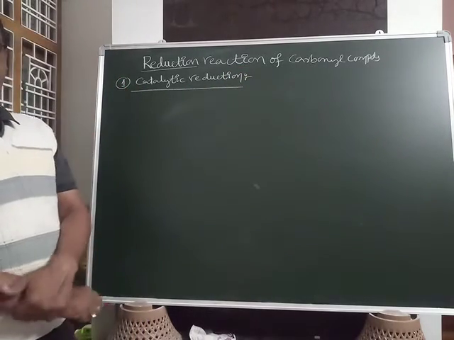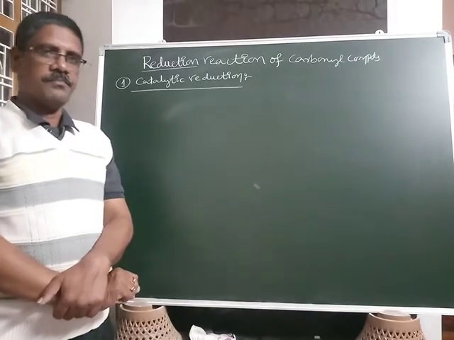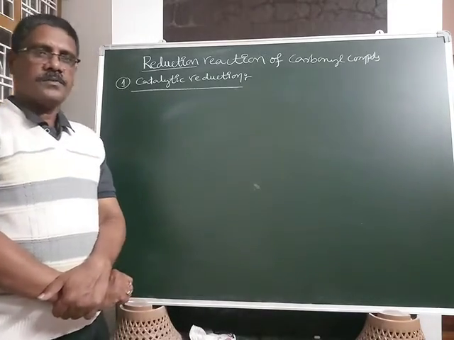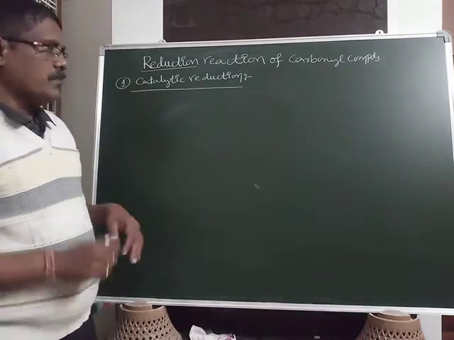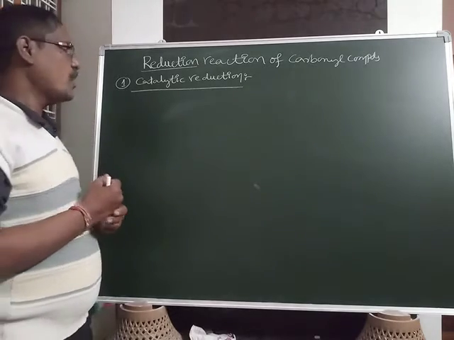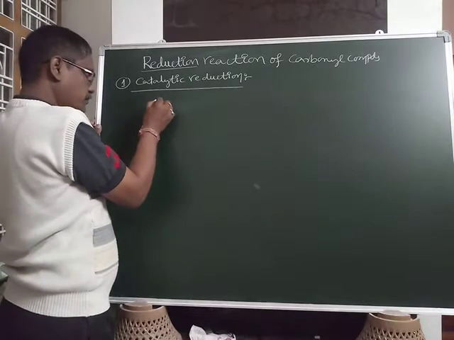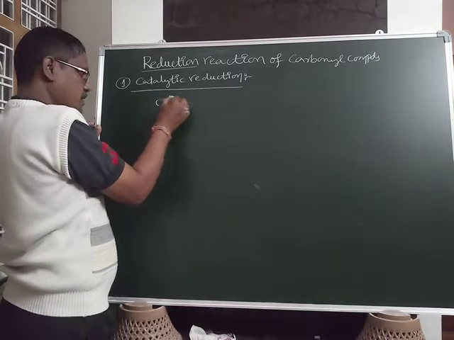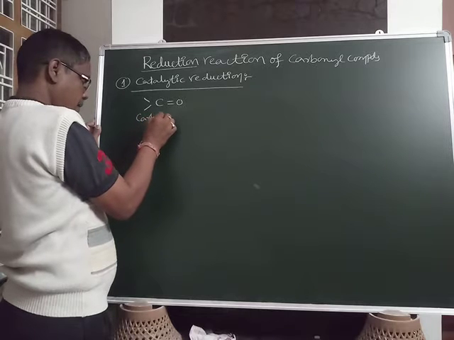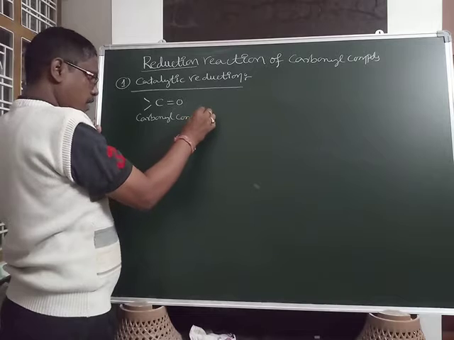Catalytic reduction means that reduction takes place by using a catalyst like platinum, palladium, or nickel with hydrogen. It is called catalytic reduction. The general carbonyl compound is C double bond O. This is the carbonyl compound.